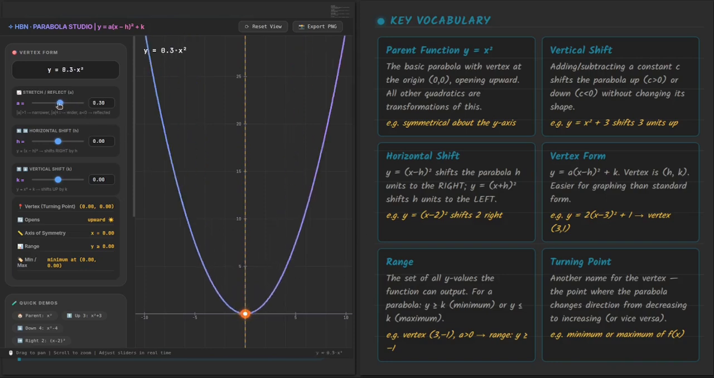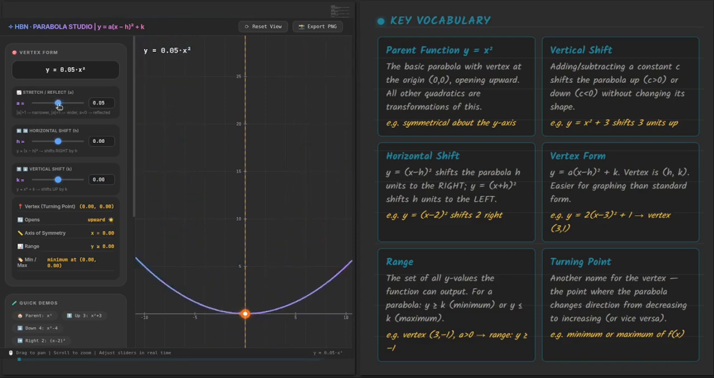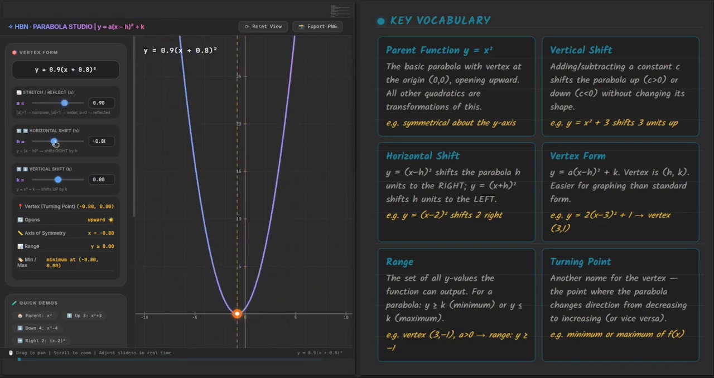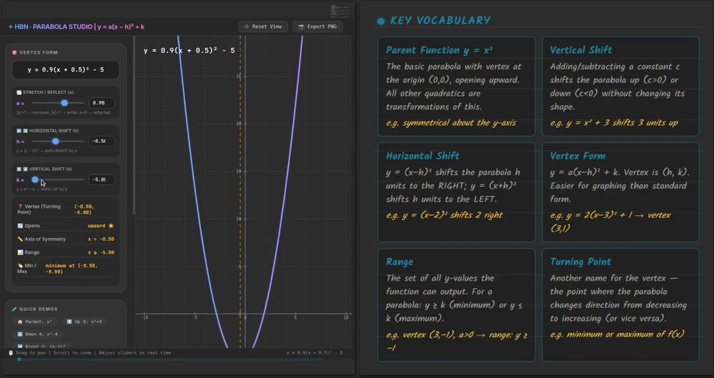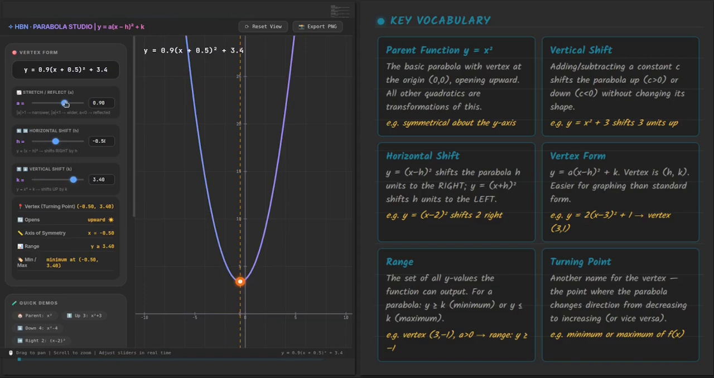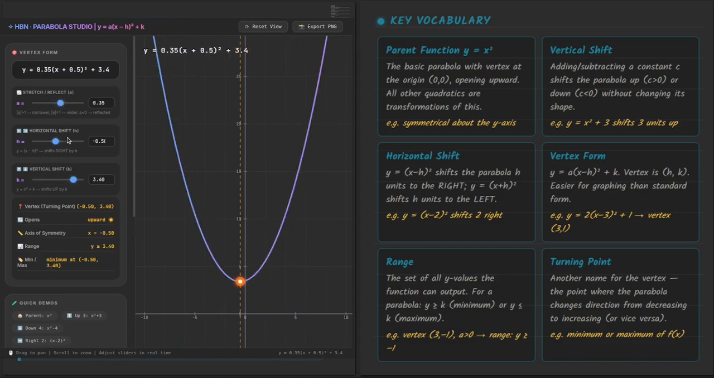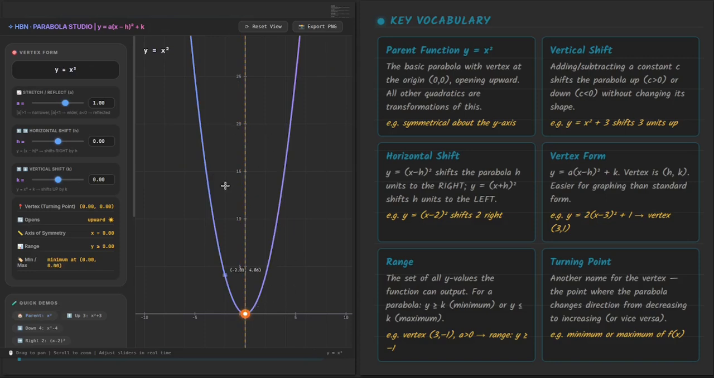For instance, if I move all these parameters here, you see we'll get different graphs. You see, it moves to the left and then to the right and then even up and then down. So any other graph at all you can ever think of is from this particular one we call the parent function. And the parent function is y equals what? X squared.